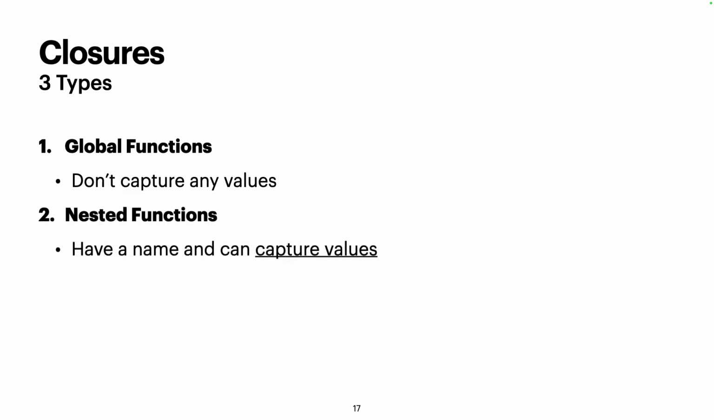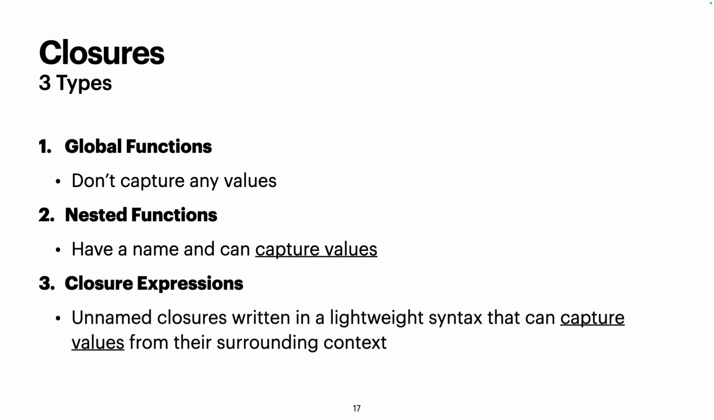The second type is called nested functions, in which you can have a function within a function. Those functions can have a name and can capture values or retain variables from their surroundings beyond the lifetime of the function call. And third are closure expressions, which are unnamed closures written in a lightweight syntax that can capture or retain values from their surrounding context. This is basically like lambdas if you've done 61A.